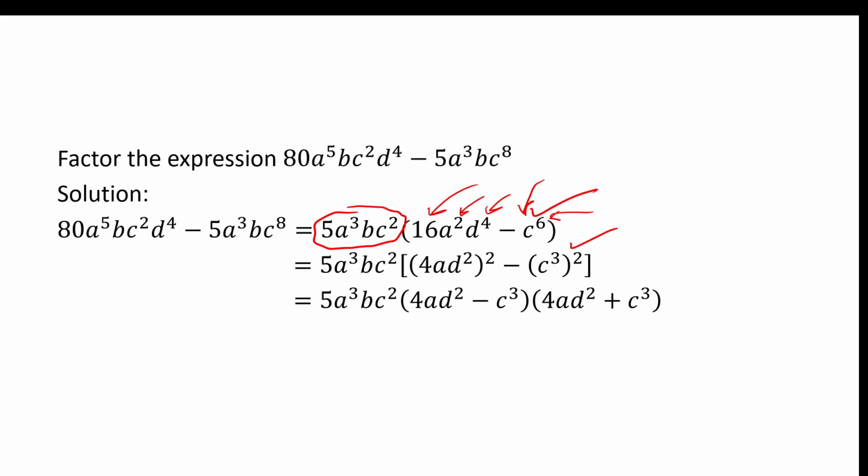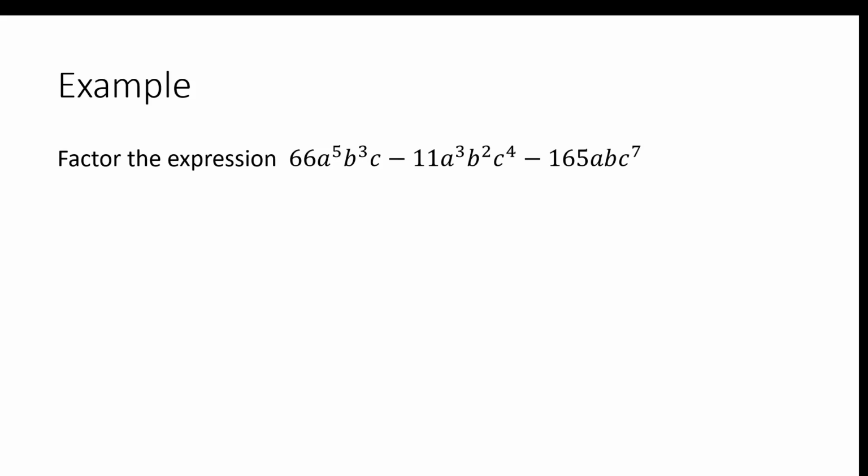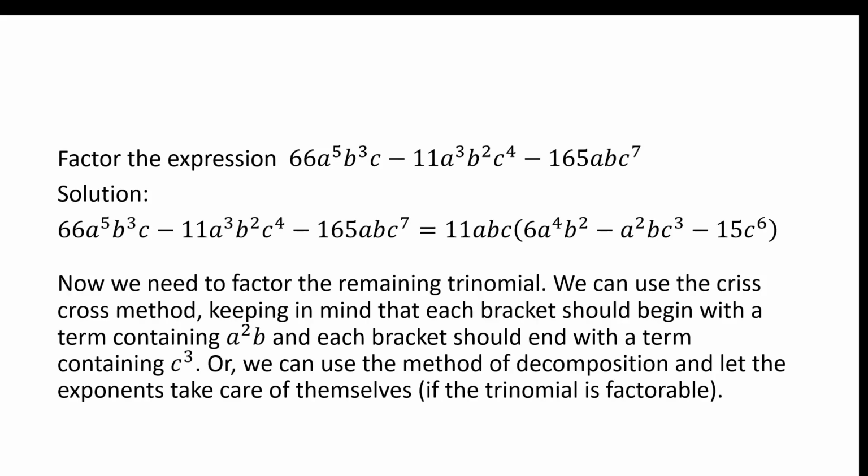So that's a pretty good opportunity perhaps to use difference of squares factoring. We see the first term is simply 4ad squared quantity squared, and the second one that's being subtracted is simply c cubed quantity squared. So using difference of squares factoring, we can say it's 4ad squared minus c cubed and 4ad squared plus c cubed. Now, what if we're given the expression shown here? Well, right away, we might recognize an opportunity to factor out 11abc and be left with 6a to the 4b squared minus a squared bc cubed minus 15c to the 6.